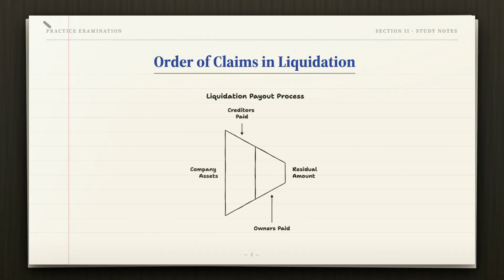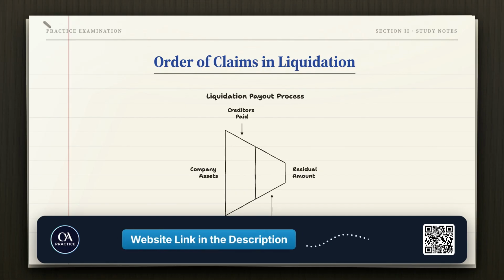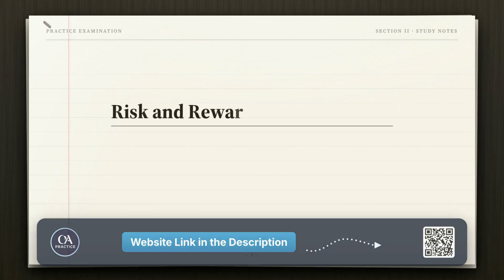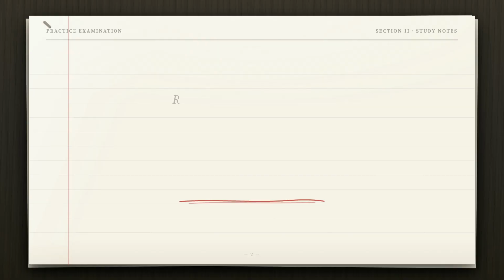Picture a company winding down and selling everything it owns. Creditors like suppliers, lenders, and bondholders are paid first, and only after they're fully satisfied do owners receive whatever is left. Standing last in line cuts both ways. If assets fall below debts, owners can be left with nothing, since equity absorbs the shortfall first. But once creditors' fixed claims are paid, every remaining dollar belongs to the owners, with no ceiling on the upside.